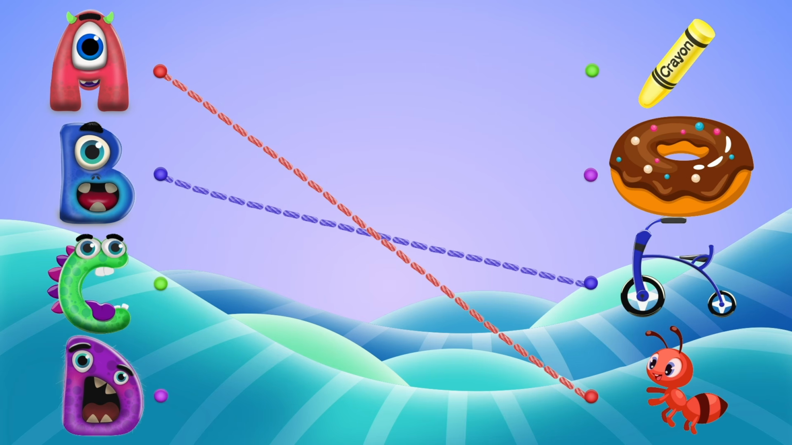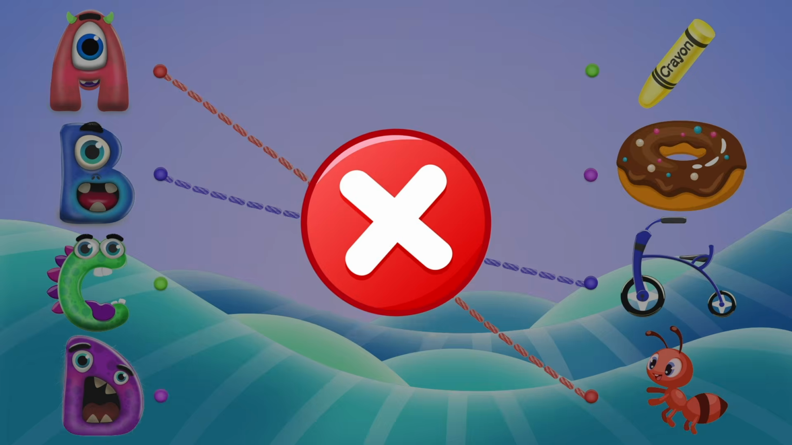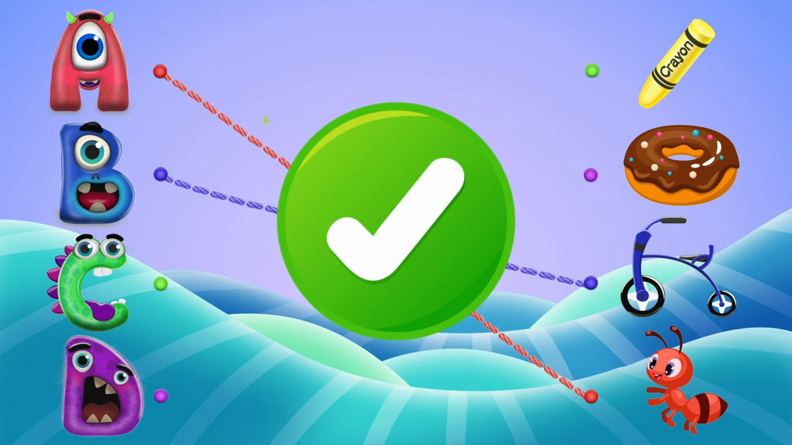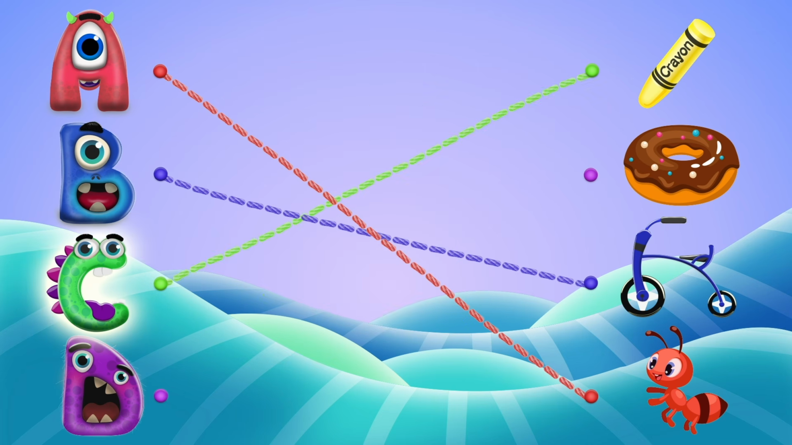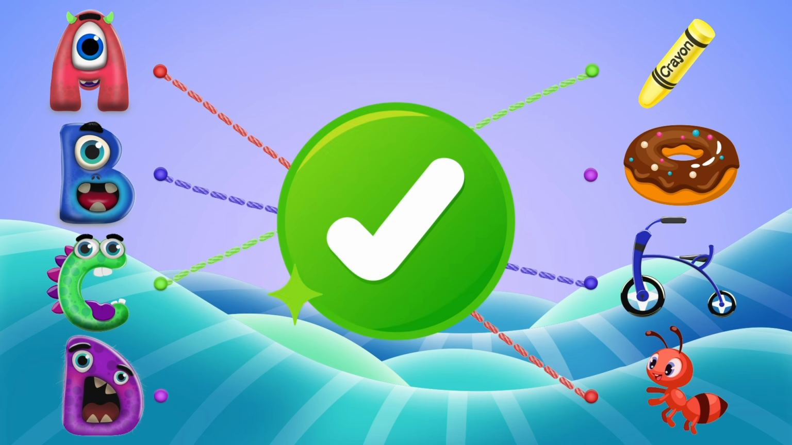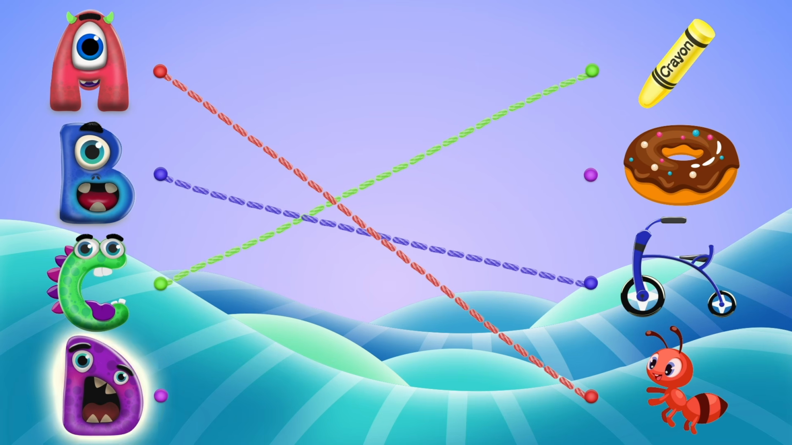Does donut start with letter C? Does crayon start with letter C? C is for crayon. Let's match letter D. Does donut start with letter D? D is for donut.